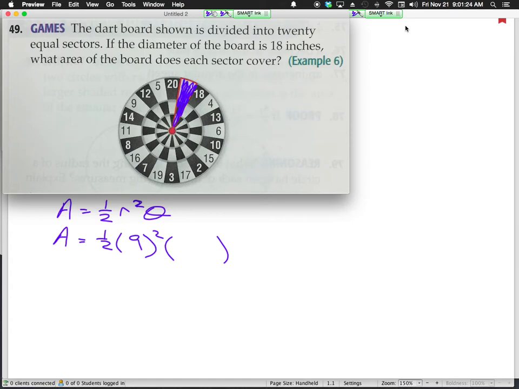Yes, for sure. So all the way around is 360 degrees. There are 20 of them, so I'm going to divide 360 by 20. What is 360 divided by 20? 18. So that section is 18 degrees, but I don't want it in degrees. I want it in radians, so I'm going to stick on the pi over 180 in there. And then that will tell me the area of that sector right there.